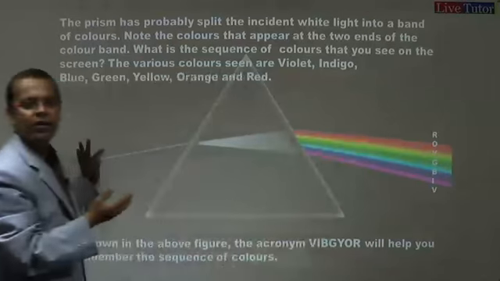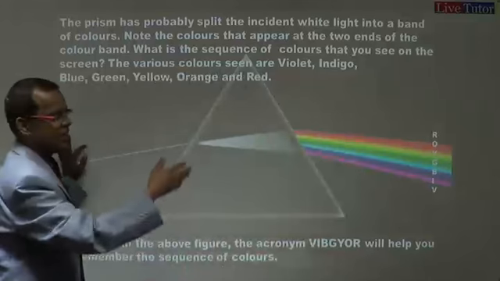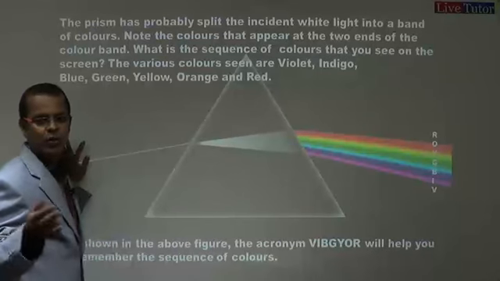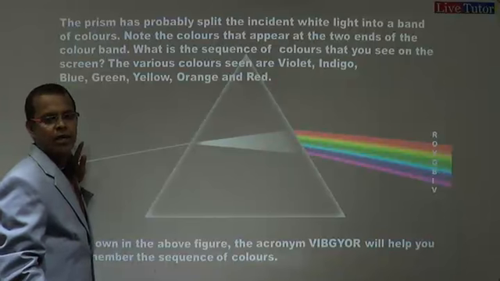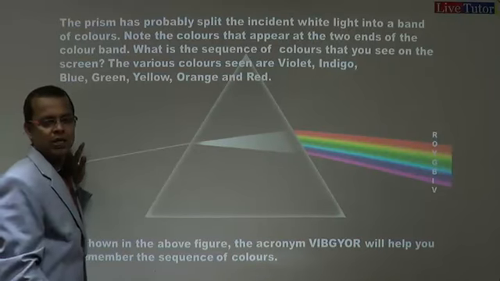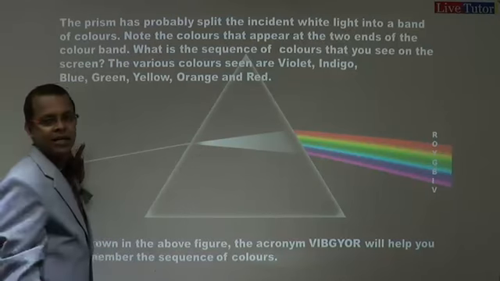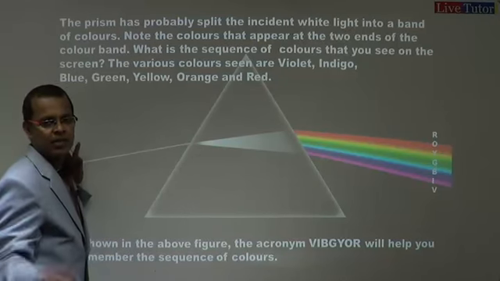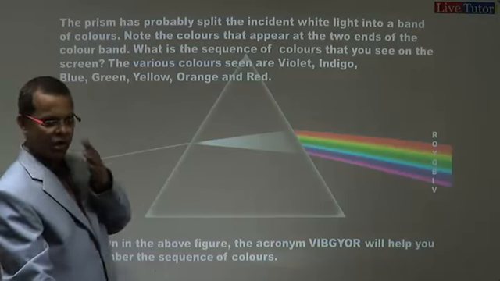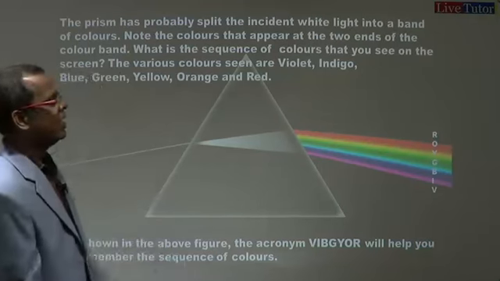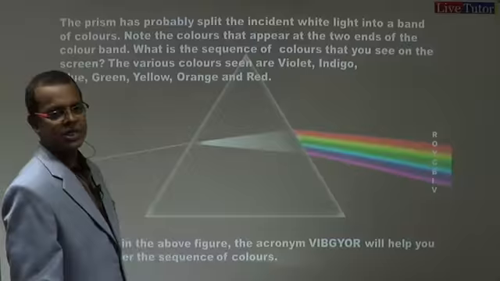And you also have to remember the 7 colors. The acronym will help you remember the sequence of colors. VIBGYOR will help you remember the sequence: violet, indigo, blue, green, yellow, orange and red. This word is very familiar and famous, and everybody knows it. VIBGYOR is the band of 7 colors, called the spectrum of colors.